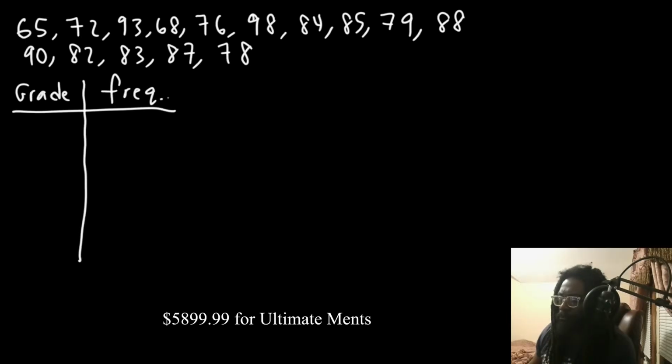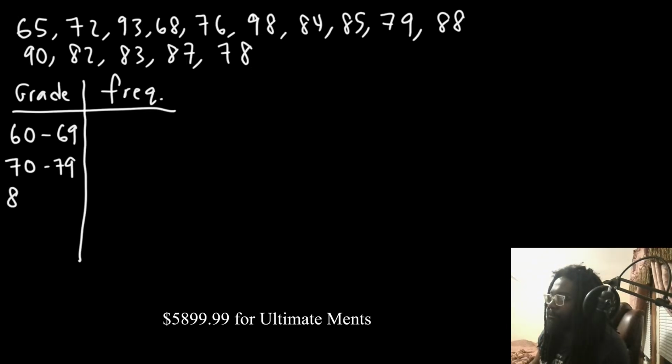Now, I'm going to categorize the grades in levels of 10. So a D would be 60 to 69. A C would be 70 to 79. A grade of a B would be 80 to 89. And an A is going to be 90 to 100. So those are our four categories or four classes.